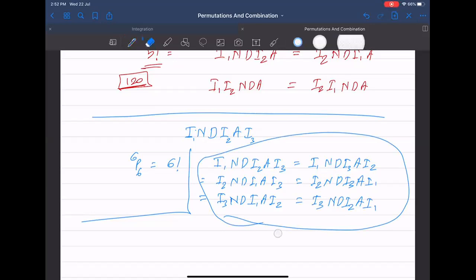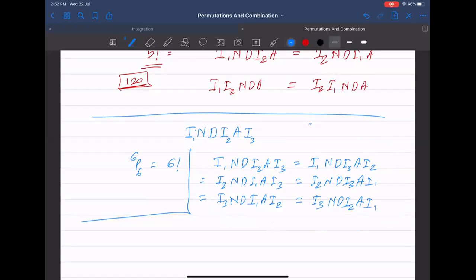So what do we have to divide by? In the arrangement of INDIAI, my number of arrangements will be 6 factorial divided by 6. Can I write this beautifully? 6 factorial divided by 3 factorial. Because 3 factorial is 6, since those three I's could be arranged in 3 factorial ways. Now I want you to understand the same thing in a different way.